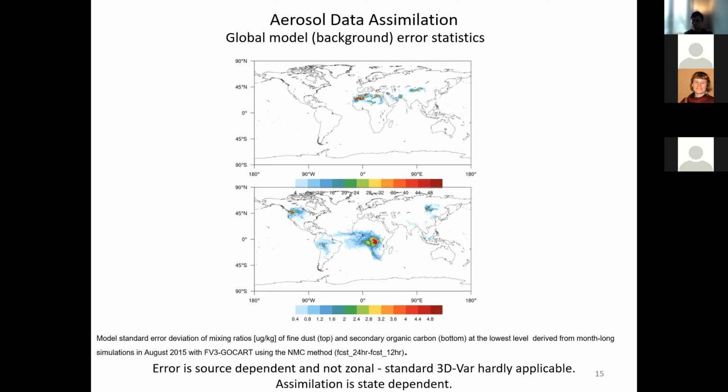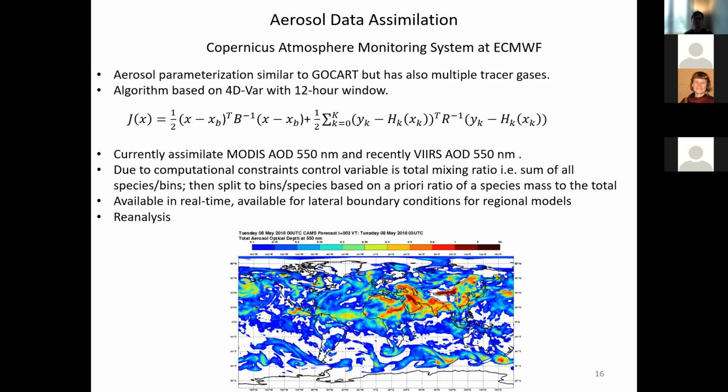So the approach has to be much more complex than the zonal approach that holds for the regional model. So we can go to slide 16, which is an illustration of the assimilation method that is run at ECMWF. They run a global model that is similar to GOCART, with a different characterization of aerosol properties compared to the standard NASA.